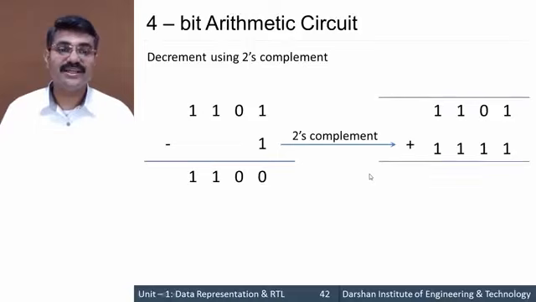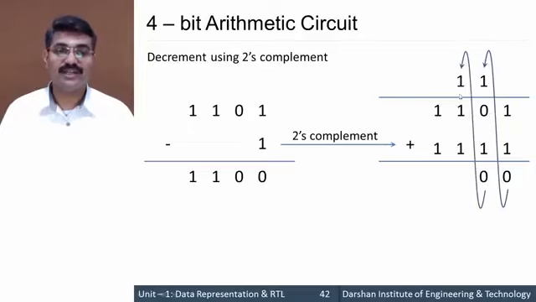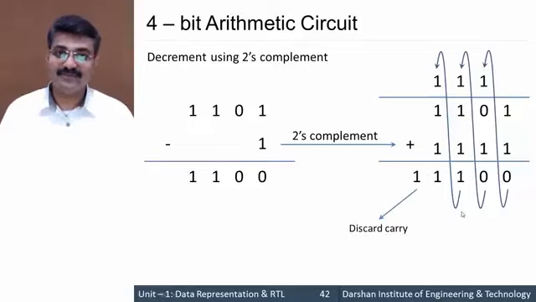So after performing the addition, what would it be? 1 plus 1, so 0, carry 1. 1 plus 0 plus 1, so 0, carry 1. 1 plus 1 plus 1, so 1, carry 1. 1 plus 1 plus 1, so 1 and carry 1. But as per the decrement using 2's complement, or subtraction using 2's complement method, if carry is generated, we need to discard that carry. So the remaining result is 1100, which is our normal required decrement operation.